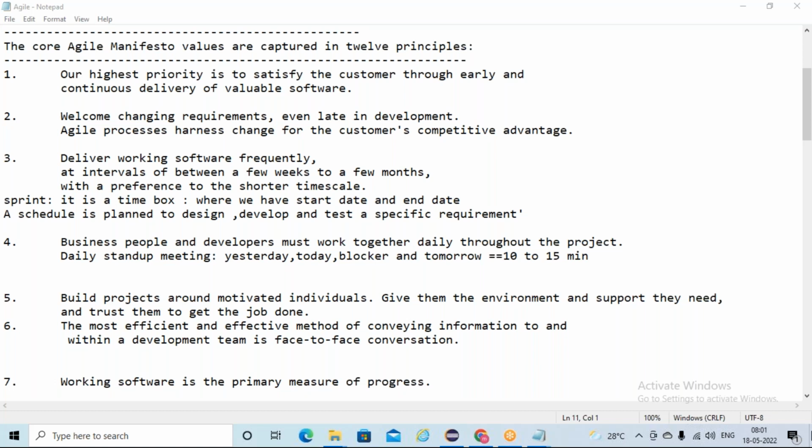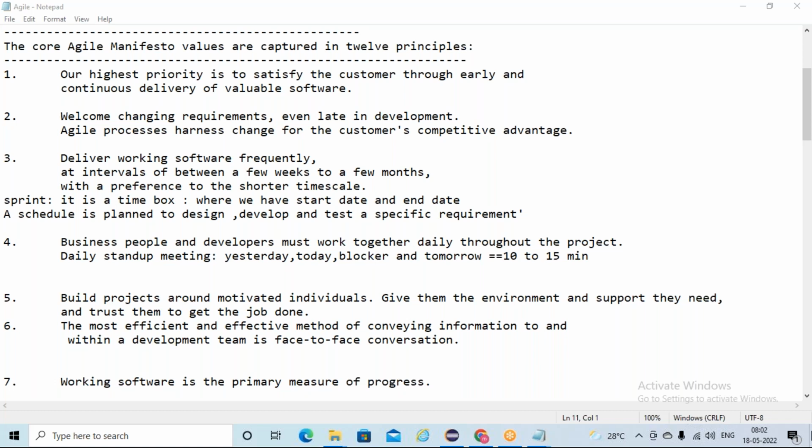Suppose in this sprint he gave some particular user story, and we developed it. Then later, in a coming sprint, he wants some changes. Okay, no problem. We will take it as a new user story, and as part of that new user story, that functionality will be changed in the coming sprint.